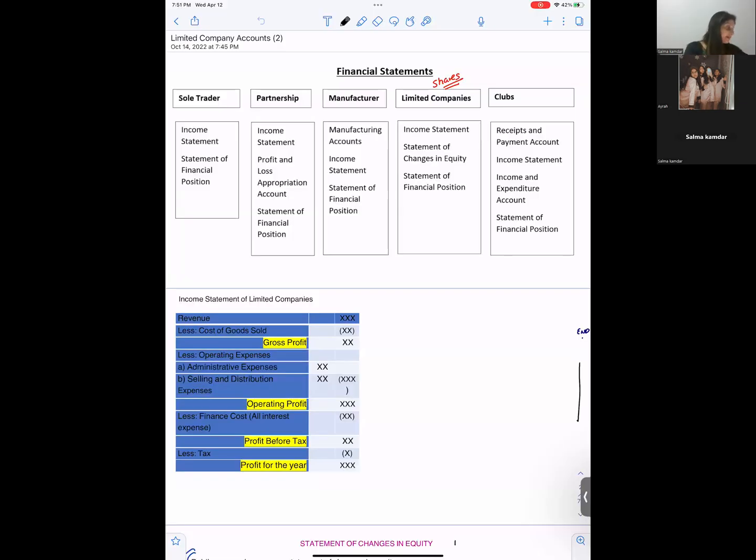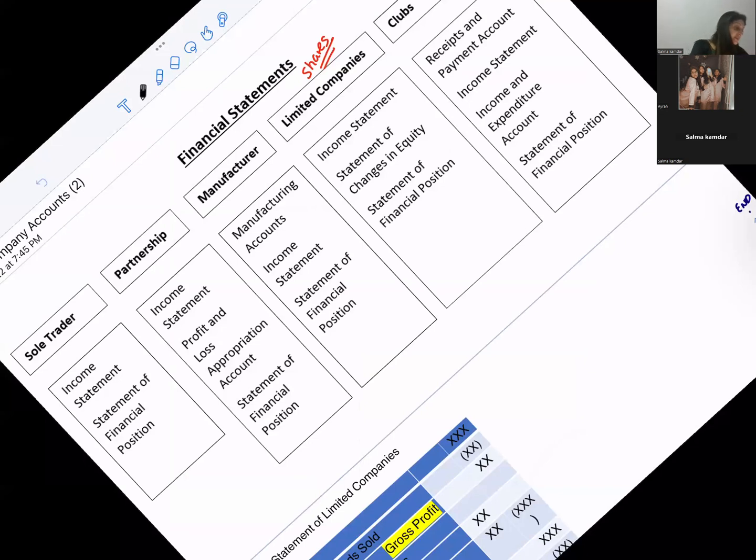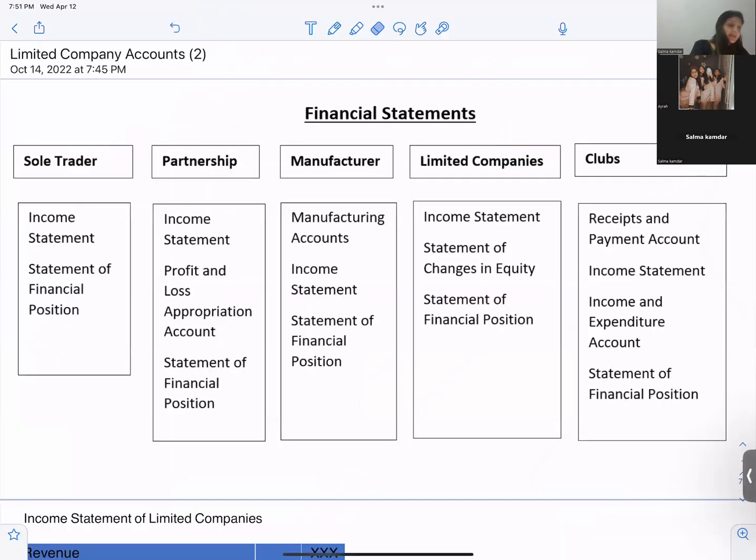We were discussing financial statements of a limited company. Can you tell me how many forms of business organization we actually have? Five. What are those five forms of business organizations? Sole trader, partnership, manufacturer, limited companies, and clubs and societies.